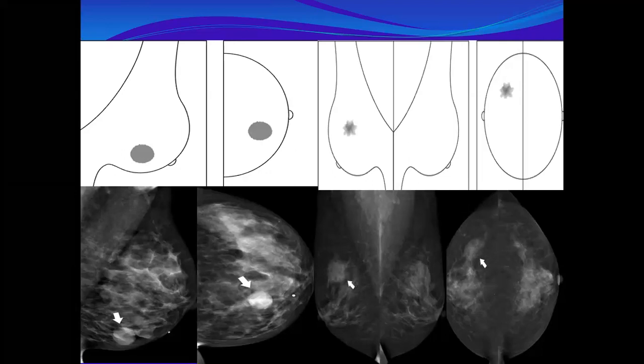But this should be described as asymmetry, though that doesn't preclude that it might be associated with an underlying mass. You might do spot magnification, and you might find a mass obscured by the overlying glandular tissue.